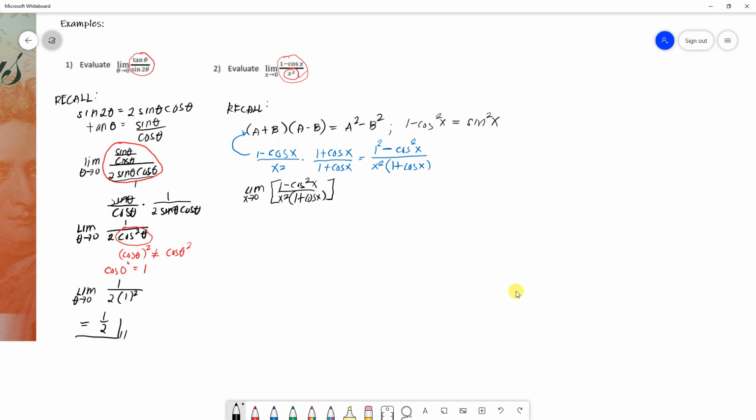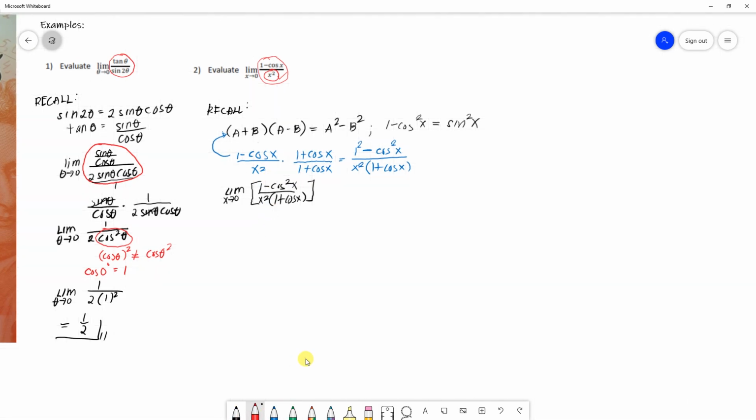So, if 1 minus cosine squared x equals sine squared x, palitan ngayon natin ulit yung numerator. So, itong numerator na to, papalitan na natin siya ng sine squared x. So, magiging identity na niya, no? Sine squared x over x squared times 1 plus cosine x. Ito na yung ibang itsura niya. Again, sasabihin nyo pa rin, sir, meron pa rin namang x squared sa denominator eh. Magiging 0 pa rin siya.